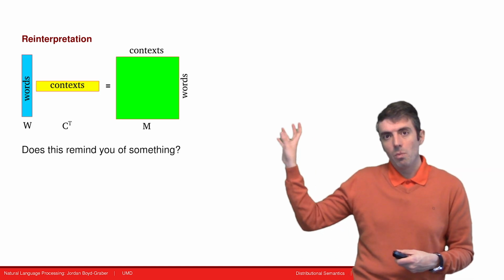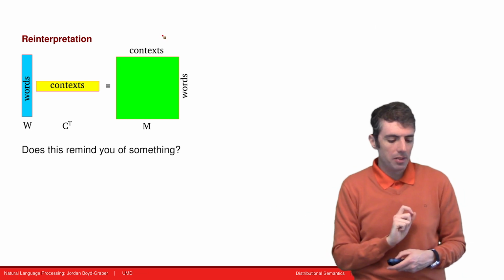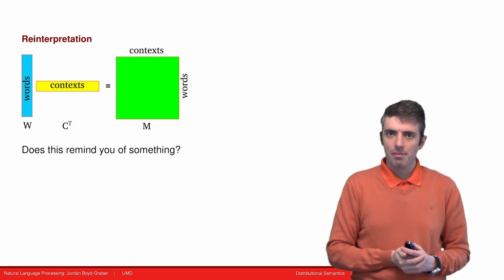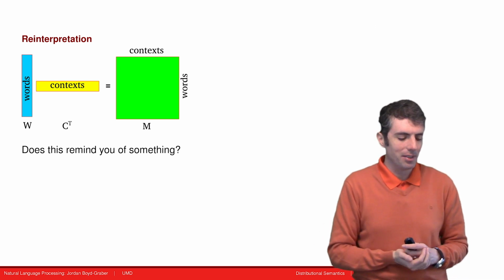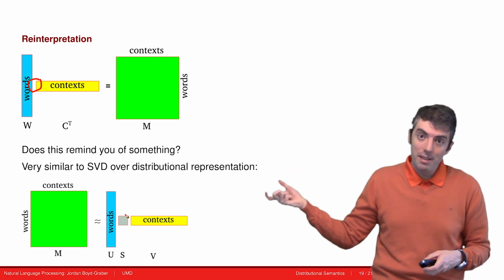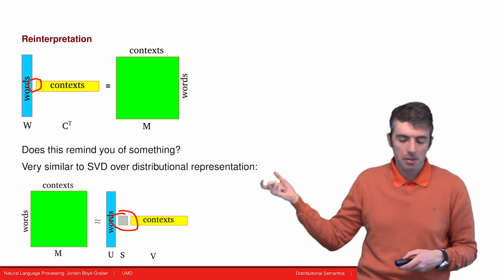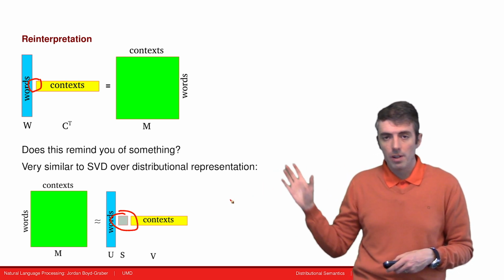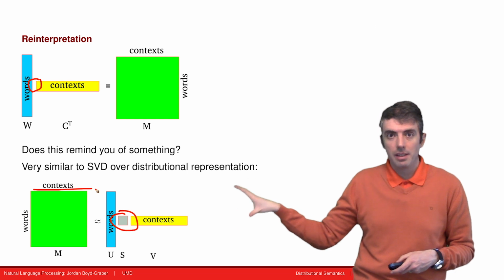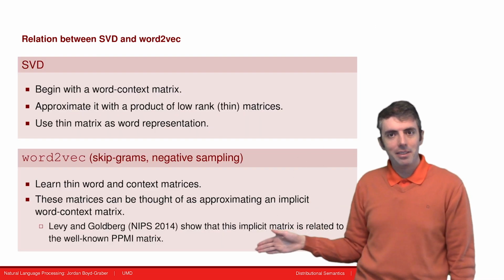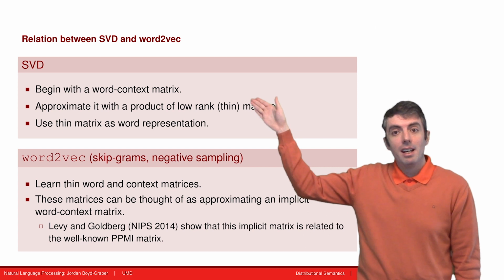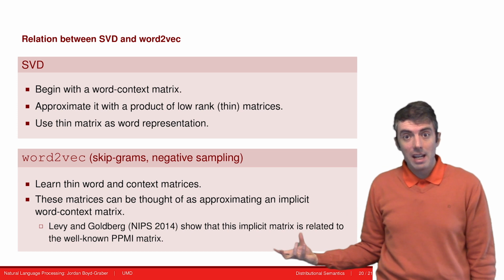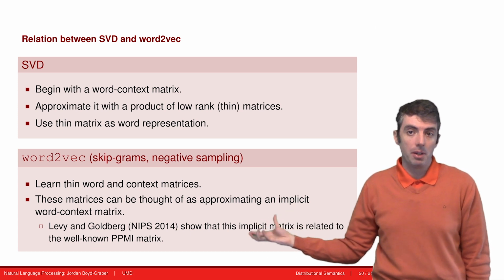Let's say that we added one additional square matrix inside this matrix product. What would that be? You may want to pause the video and think about this for a second. If you add one additional square matrix in between this matrix product, this is equivalent to a singular value decomposition over the co-occurrence matrix of your vocabulary. There's a paper by Levy and Goldberg that shows the relationship between the well-known SVD and Word2Vec. In fact, Word2Vec is recreating something that looks a lot like the pointwise mutual information.